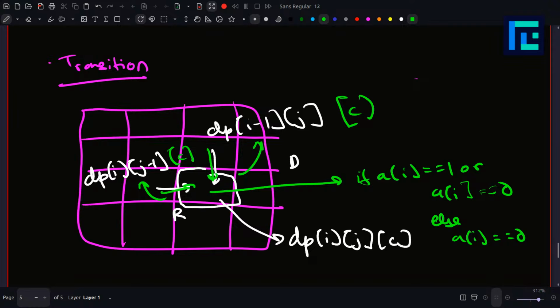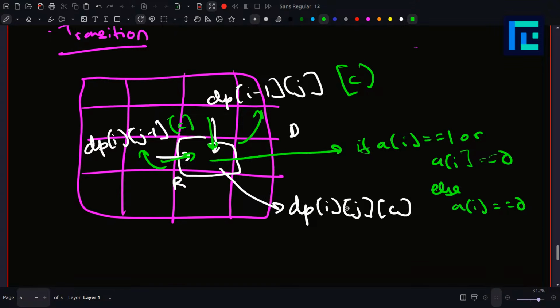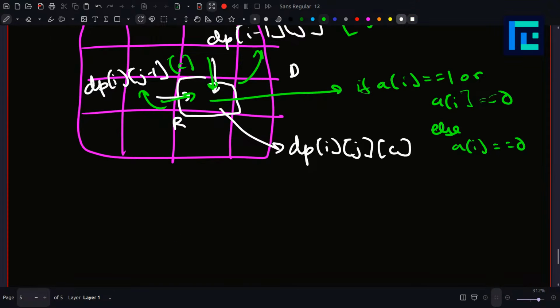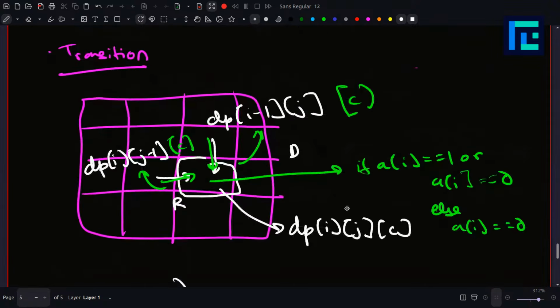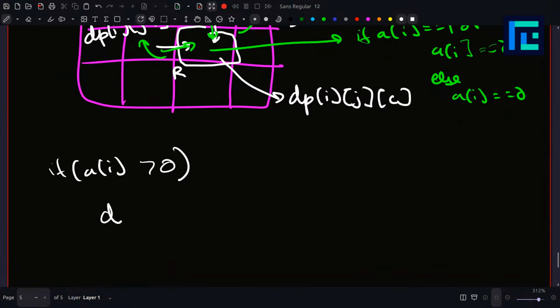So either we came like this or we came like this. So we'll just take max of them. So let's just write this logic down. If a of i is greater than 0, then we can say that the cost of 1 will be incurred, right? So we can say that dp of i, j, c is equal to the maximum of the two possible ways.